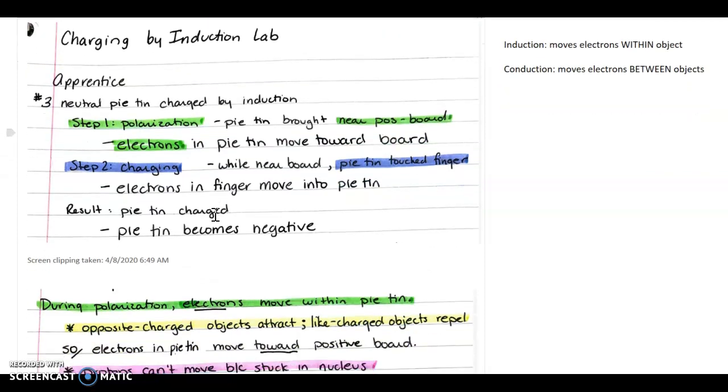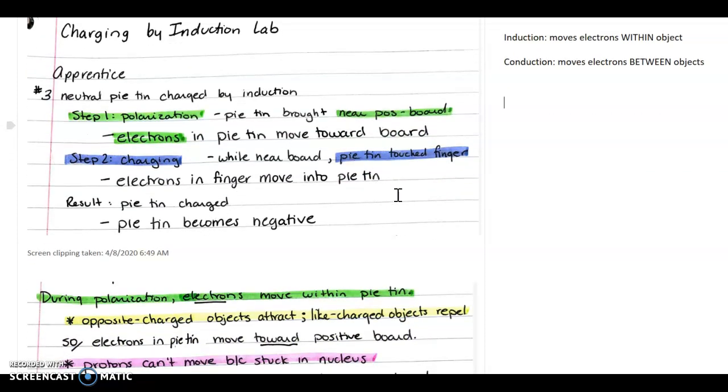Step 2, we're charging, so while we're near the board, the pie tin is touched by the finger. If we move the pie tin away from the board, we no longer have the migration and the movement of those electrons, and they go back to being evenly spread throughout the pie tin. So while we're near the board, the electrons are moving toward the board in the pie tin. When we touch the pie tin with the finger, electrons from the finger move into the pie tin, and now it's charged, and the pie tin becomes negative.